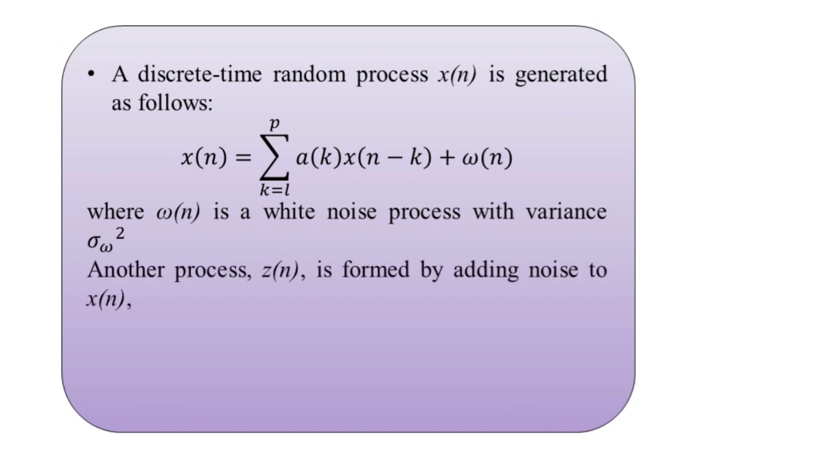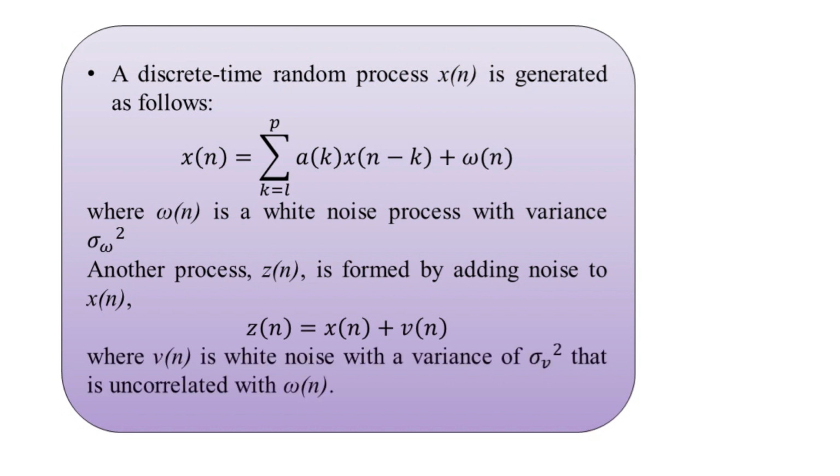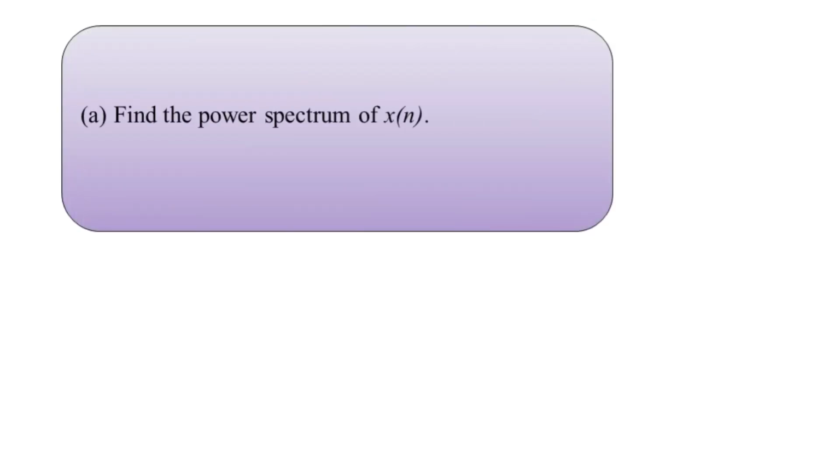Another process z of n is found by adding noise to x of n. z of n is represented mathematically here as x of n added to v of n, where v of n is a white noise with the variance of sigma suffix v square that is uncorrelated with w of n. The problem statement extends to, first of all, part A, to find the power spectrum of x of n, and in part B, to find the power spectrum of z of n. So this is our problem statement.